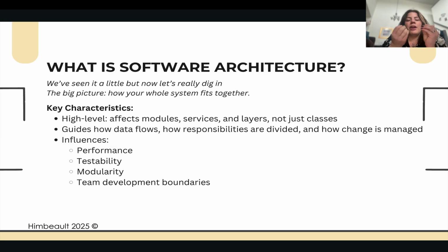So some key characteristics when we're talking about this software architecture concept is we need to understand that when we're designing our system, high level wise, this is going to affect modules, the services, the layers of our project. This is not just about the classes. And it really is going to guide how data flows. We're talking about how responsibilities are going to be divided in between the different classes and layers, and how change and state are actually managed within our program.